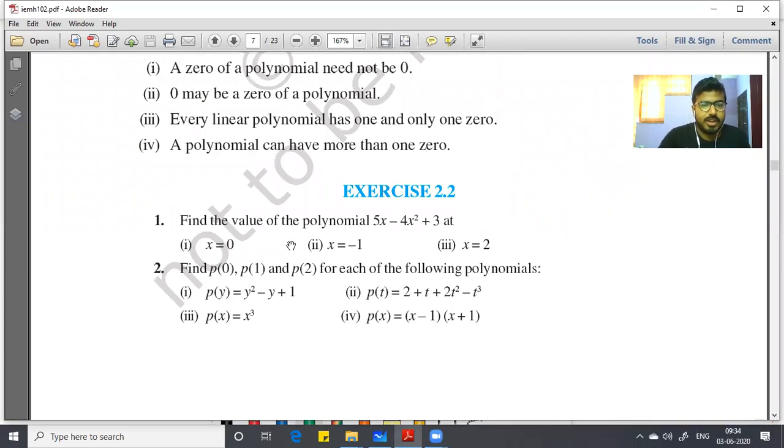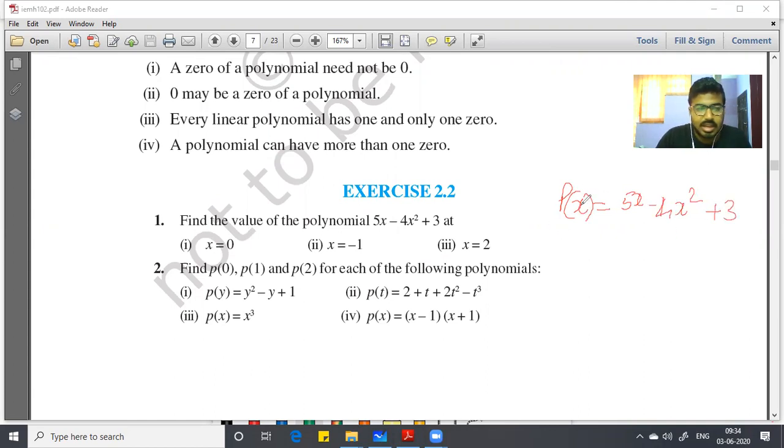Okay, now find the value of the polynomial. Okay, polynomial आपको find out करना है जब x का वैल्यू 0 हो, -1 हो, तो अभी यहाँ पर p of x is equal to 5x minus 4x square plus 3.